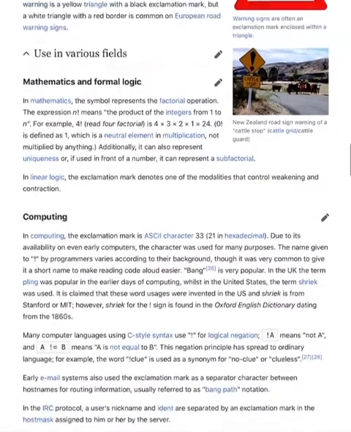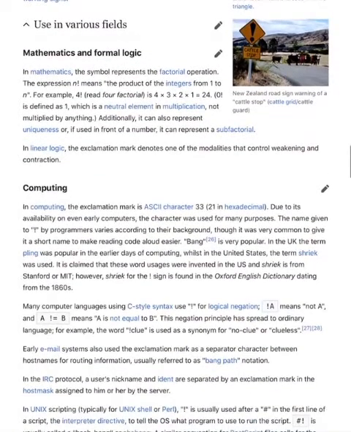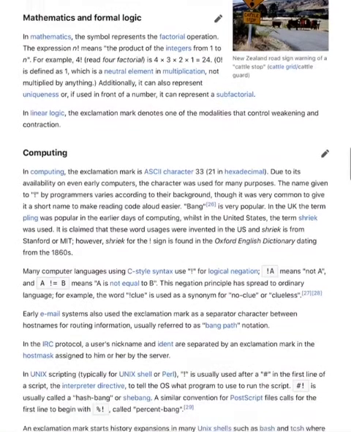I just read that without even understanding it. Okay, let me focus. Mathematics and formal logic. Oh, hell. This is going to be freaking boring.